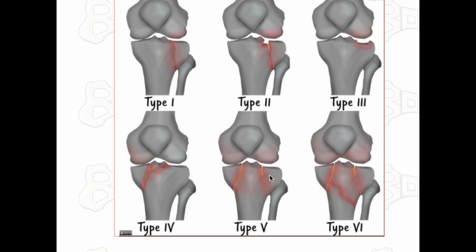Then we move on to type 5, where you have a fracture of both the medial tibial plateau and the lateral tibial plateau. And then finally, type 6, where you have this transverse metaphyseal tibial fracture happening. So we have that, plus a fracture of the medial tibial plateau, lateral tibial plateau, or both, it's going to be a type 6. So as long as you have this transverse metaphyseal fracture, you can either have a medial fracture, a lateral fracture, or both. It'll still be type 6.